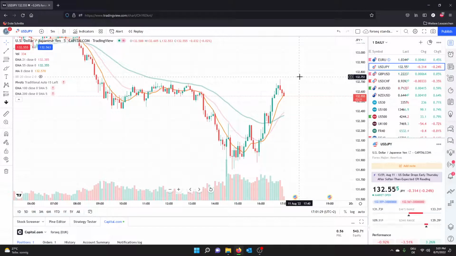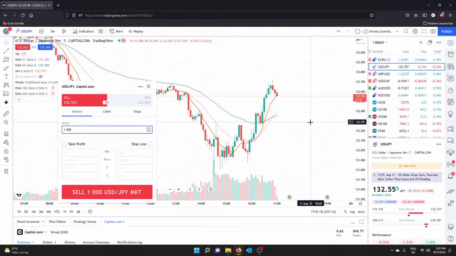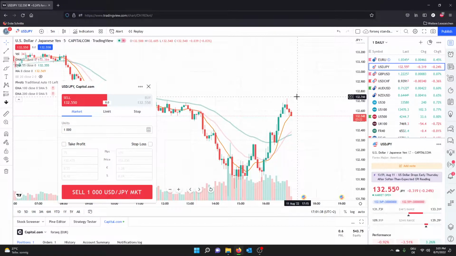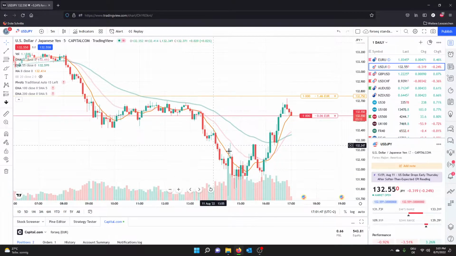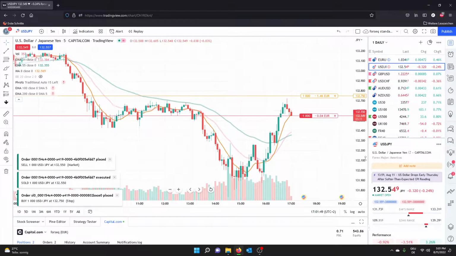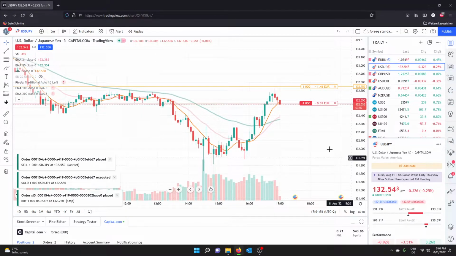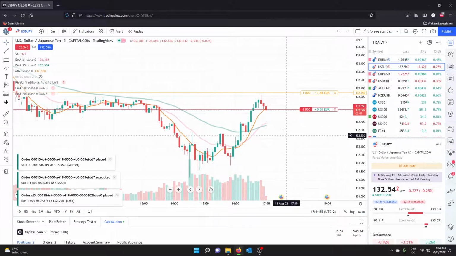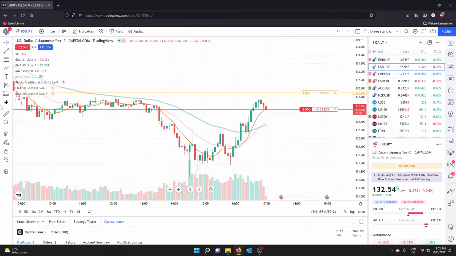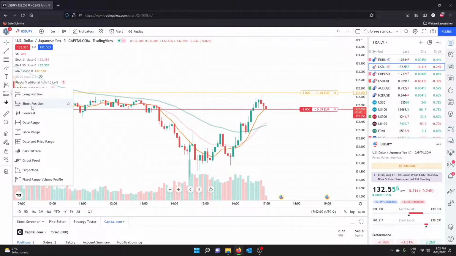Maybe we could do a short trade here. You know, we will try this. We put our stop loss at 132.75, and we sell this thing. Maybe we can realize some profits. I think we should aim at least for this level here to have a nice risk reward ratio.